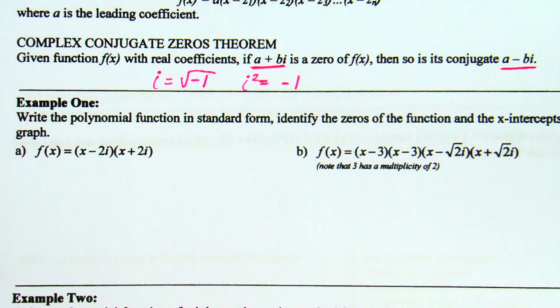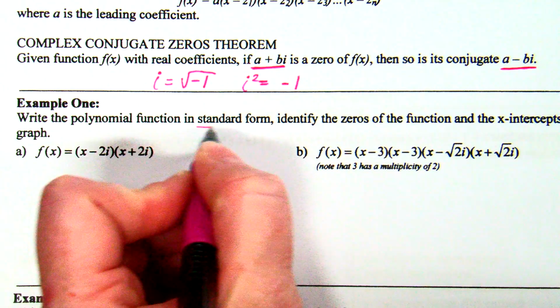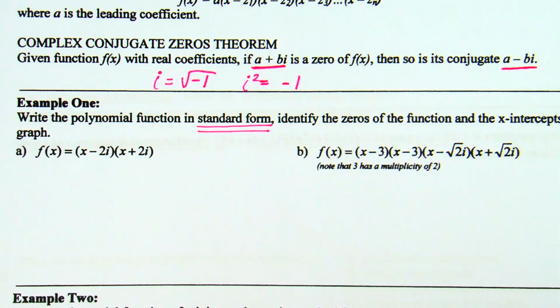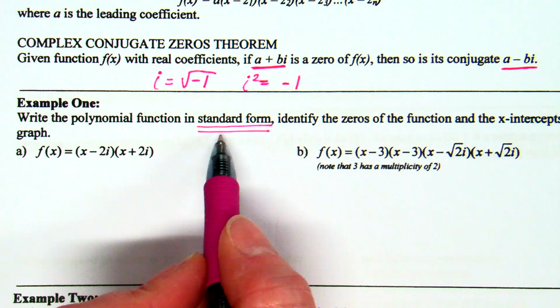Write the polynomial function in standard form. Do you guys remember what I mean by standard form? Maybe ax squared plus bx. Okay, so the general idea of ax squared plus bx plus c, except it's just going in order from degree, right? The degree could be higher than x squared, but just going in order from highest degree to lowest degree. So we're going to write these in standard form.